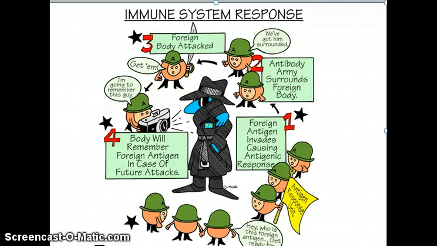As this trigger is identified, then inside of the body starts to produce antibodies that will surround and attack that foreign body. And then once this has happened the first time, the body creates memory cells to quote unquote remember that antigen, or remember that trigger or that infection, in future exposures.